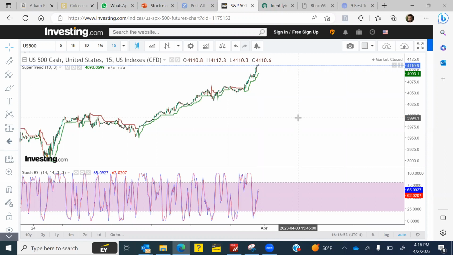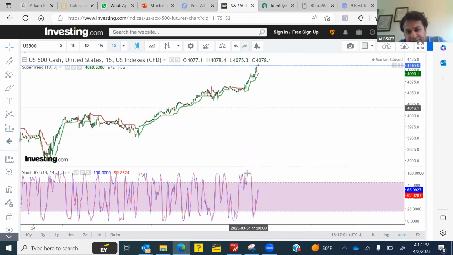Okay. But the accuracy of your decision relies on the accuracy of how well you draw the channels. Exactly. But right now, I'm not looking at a channel. I am outside the channel right now. So right now my channels are not there. If you see, I'm just following this indicator and this indicator, the green line and this stochastic RSI.